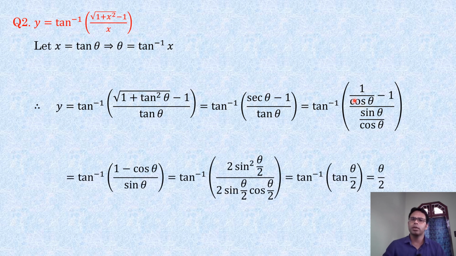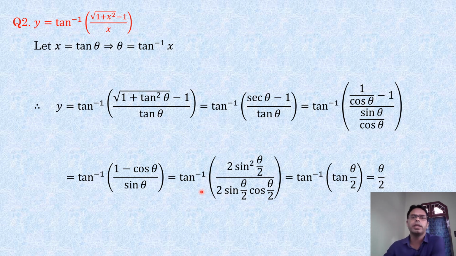So if you take cos theta in the numerator and denominator, cos theta is already there, so it will be cancelled. So the only term remaining is 1 minus cos theta, divided by sin theta. Then cos theta will be cancelled. I am skipping that line here.